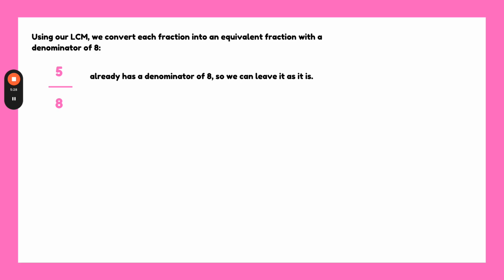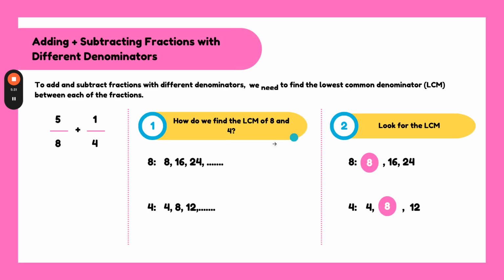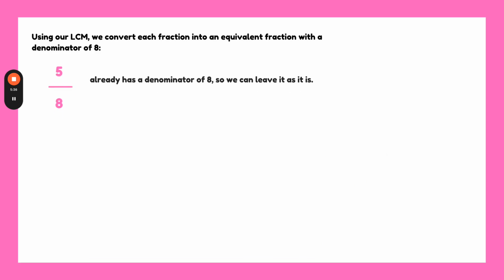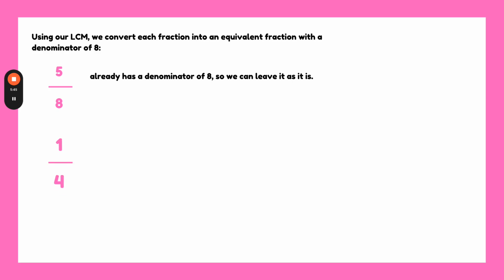So if we look at our first fraction, 5/8, that already has a denominator of 8. So we don't need to make any further changes to this fraction. We can leave it as it is. But 1/4, on the other hand, does not have a denominator of 8. So we have to go down the route of equivalent fractions, i.e. converting this fraction, 1/4, to an equivalent fraction with a denominator of 8.